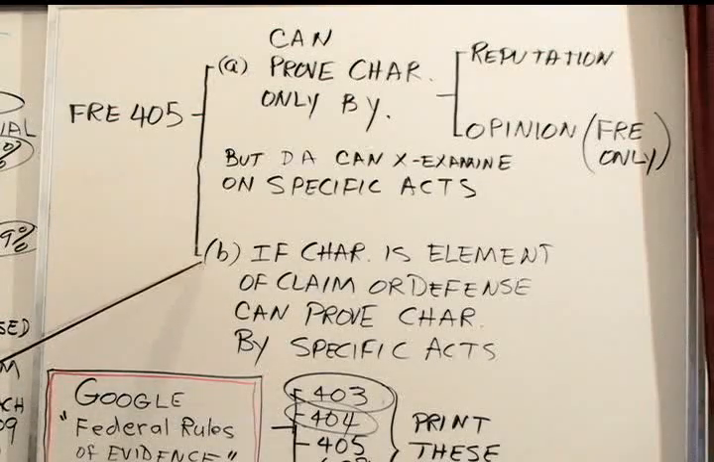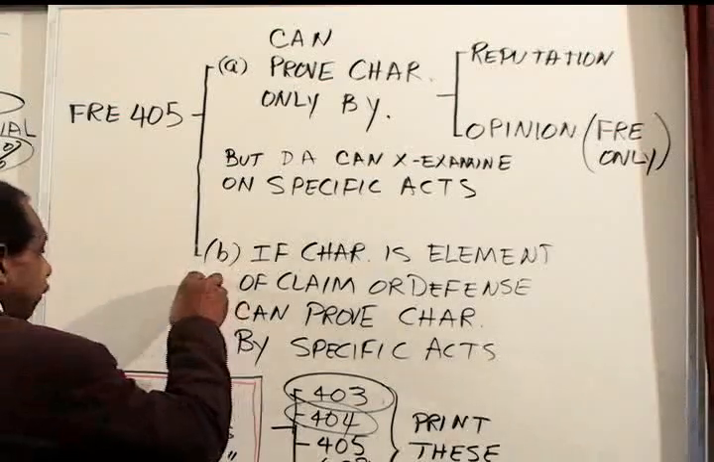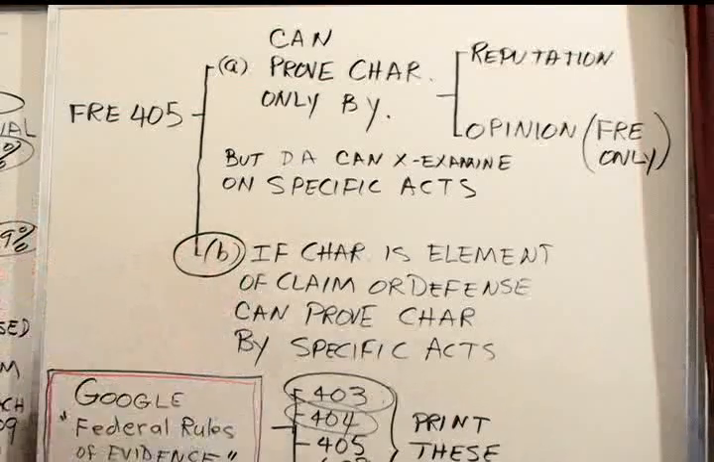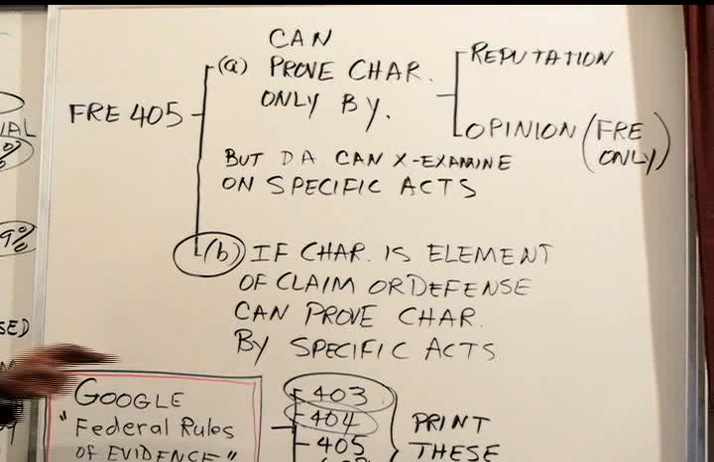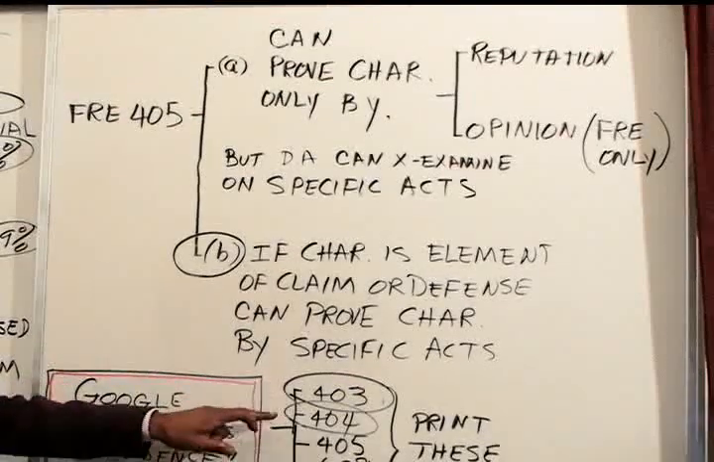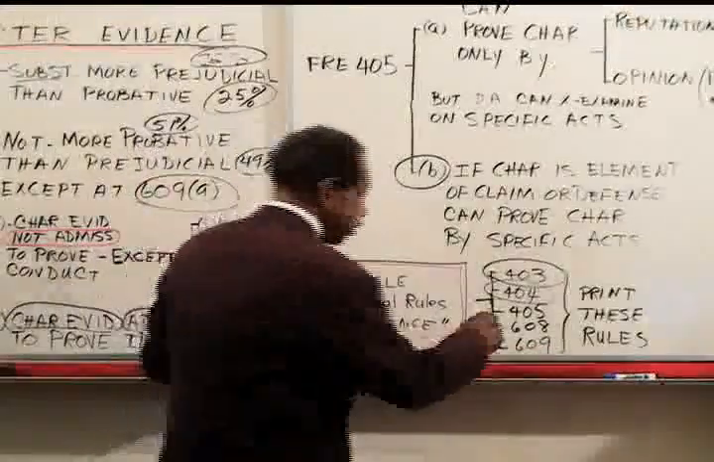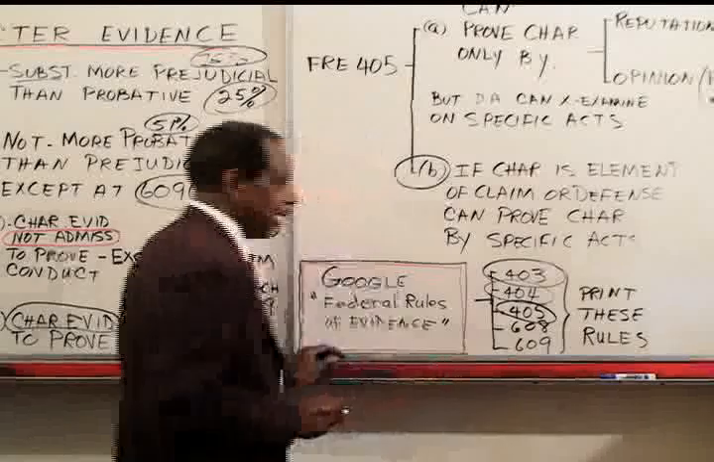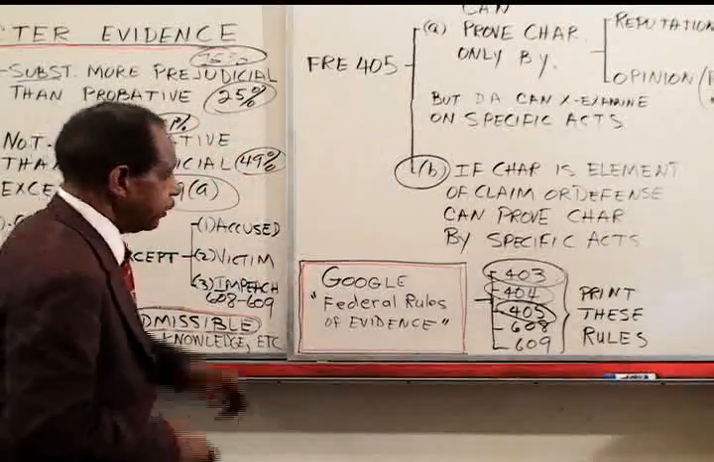405B is an unrelated section, kind of. Let's not deal with 405B right now. We'll come back to 405B because it's so unrelated it will break the flow of our thought. So we understand 403, we understand 404, we understand 405A. We're going to come back and deal with 405B. And let's take a look at 608.